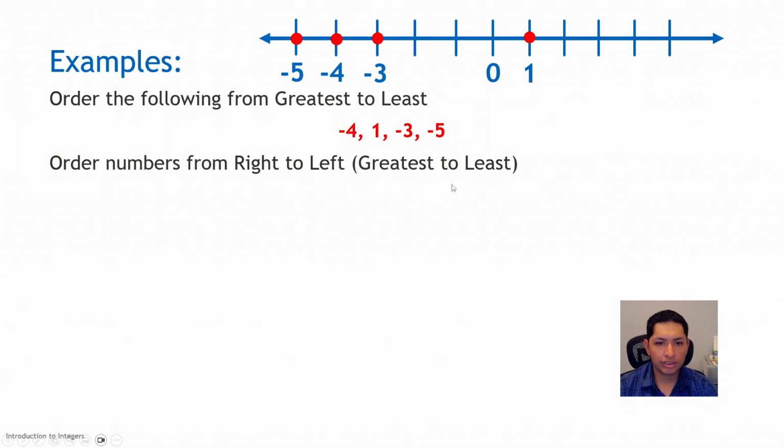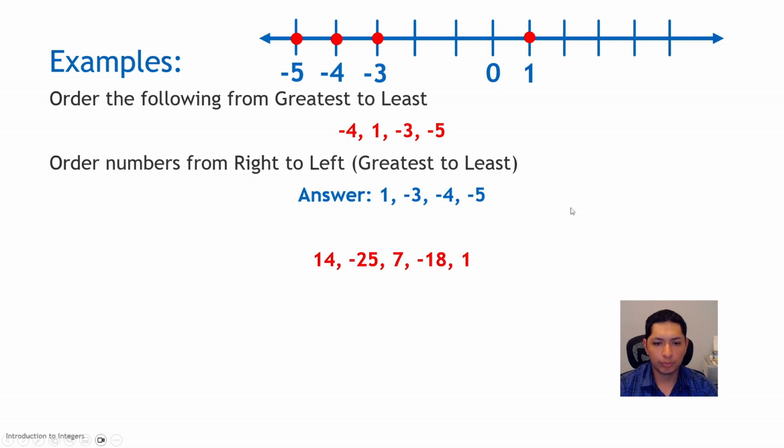To order the numbers, I am going to write them from right to left because the question, unlike the example earlier, is asking us from greatest to least, not least to greatest. And again, numbers towards the right of the number line are greater in value than numbers to the left. That is why in this case, I write them as I see them from right to left. And the first point that I see on the number line on the right is 1, followed by -3, -4, then -5. So the answer is that order.